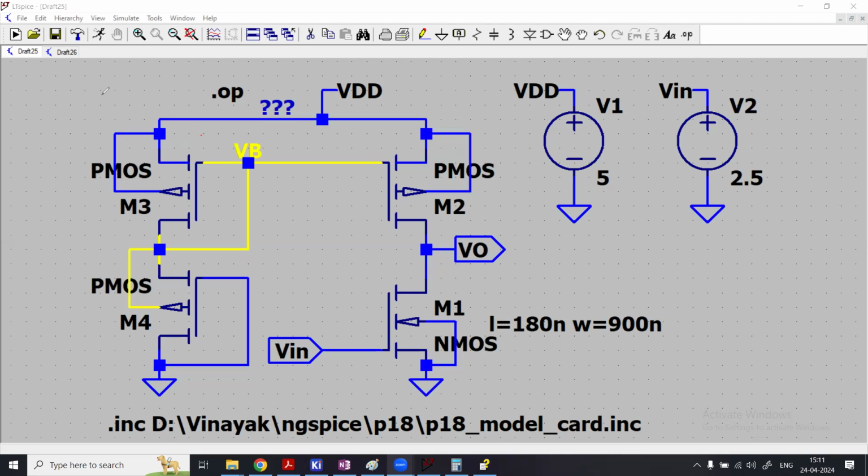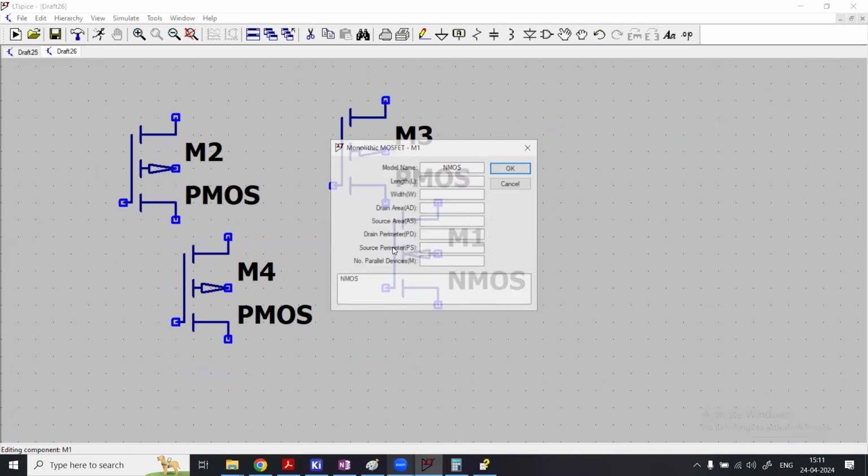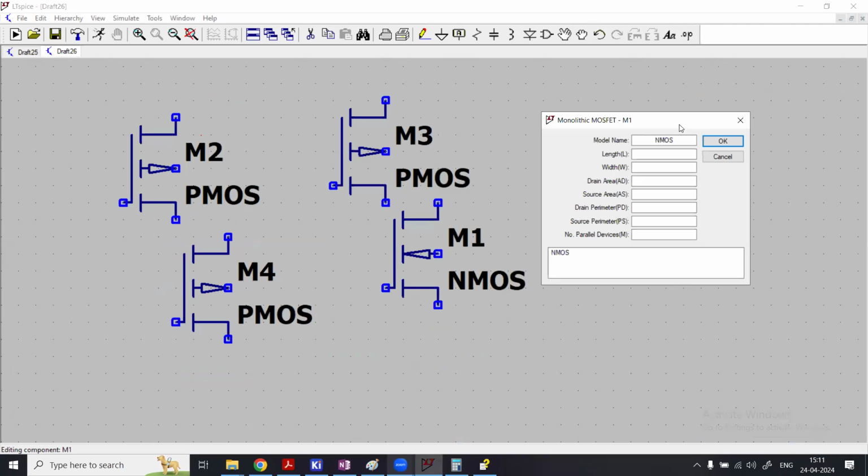What I have done here is, when you select these components in another window, you right click here. This is now a very important point that we have to explain. Here you see there is a model name NMOS. Then you have to input the length of the transistor and the width of the transistor, which I just explained to you. The length is the smallest channel length available in a technology. If it is 22 nanometer, you write that. If it is 100 nanometer, write that. If it is, for example, 180 nanometer, write that.